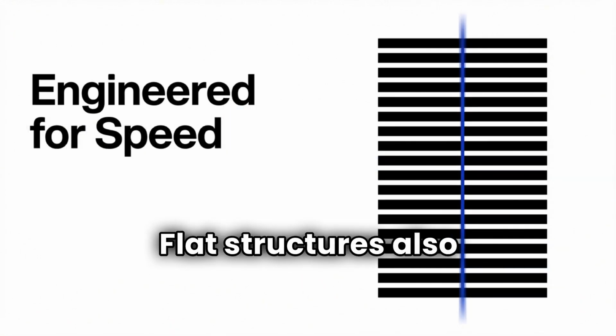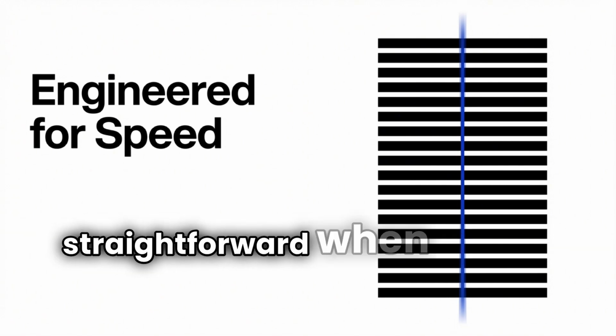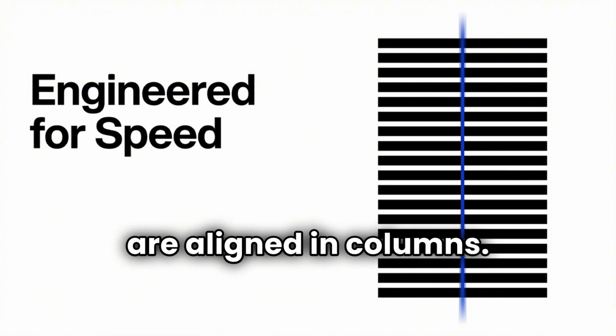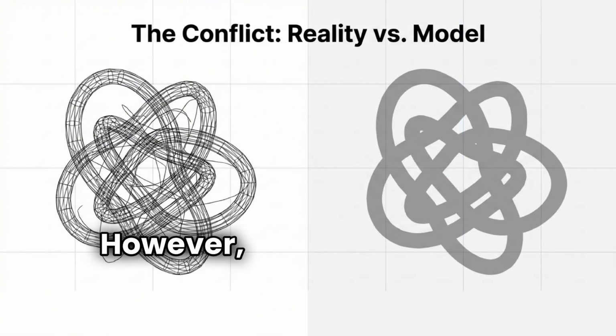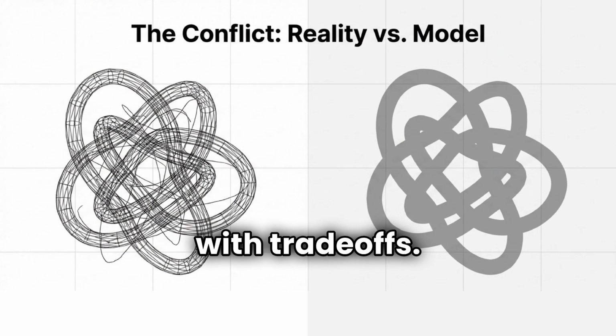Flat structures also support efficient column-based operations. Filtering, aggregation, sorting, and grouping become straightforward when variables are aligned in columns. Indexing strategies are easier to implement and reason about in flat schemas. However, simplicity comes with trade-offs.